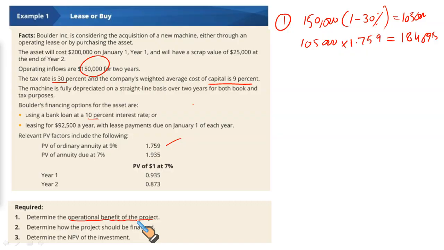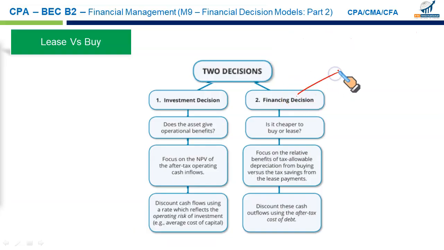Now let us move on to the second one. The second part is now the financing decision. Now there are two further iterations to this. Either we could borrow the money from the bank and then use this money to purchase the asset. Borrow and buy. Or in the second part, we can use a leasing arrangement, whether finance or operating lease, depending upon the criteria met. So which of these is cheaper? Is it cheaper to buy, or is it cheaper to lease? We will see these two separately.